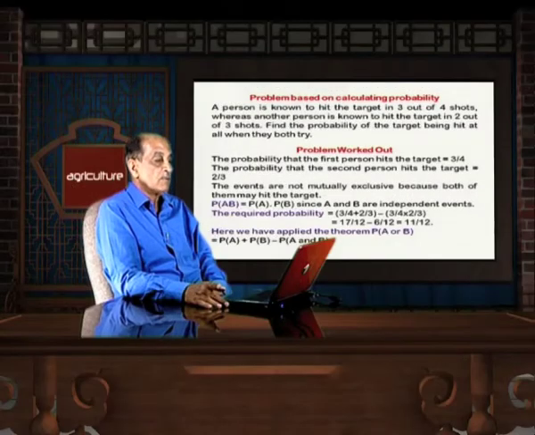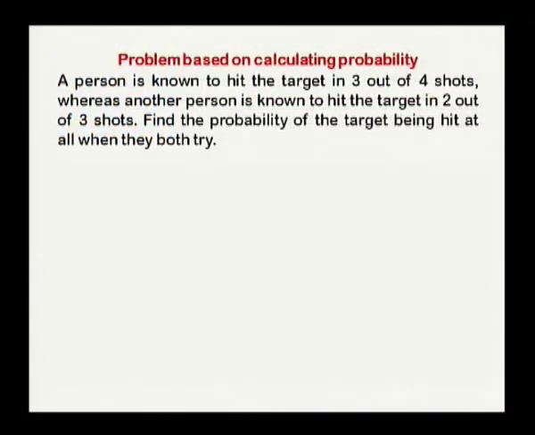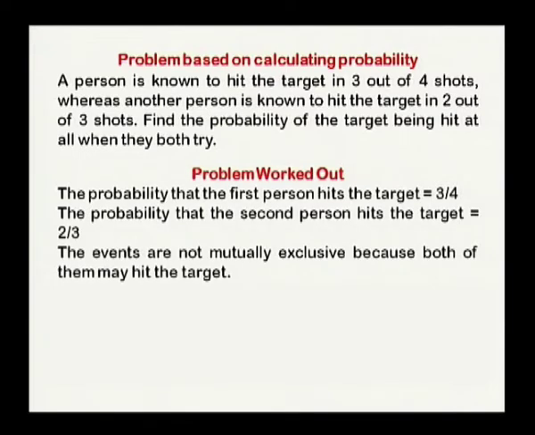Now, we discuss a problem which is based on this. A person is known to hit the target in 3 out of 4 shots, whereas another person is known to hit the target in 2 out of 3 shots. Find the probability of the target being hit at all when they both try. Now, we discuss the problem. The probability that the first person hits the target is 3 by 4. The probability that the second person hits the target is 2 by 3.